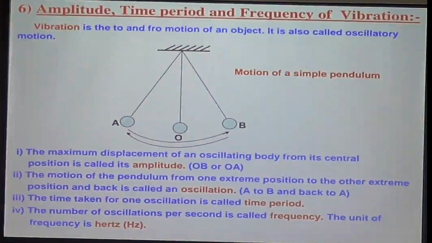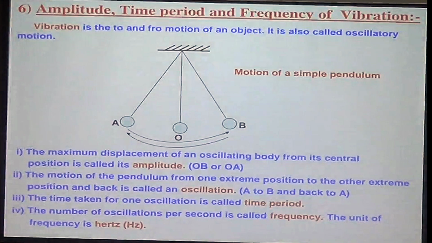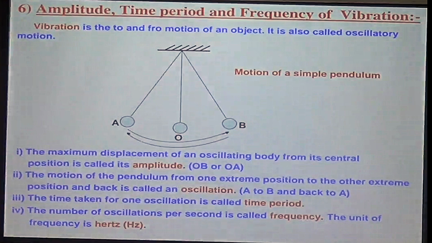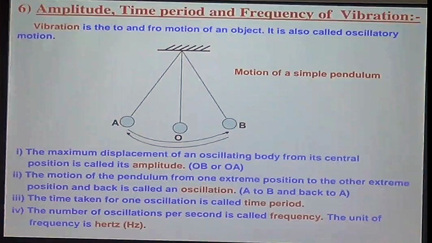The motion of the pendulum from one extreme position to another extreme position and back is called one oscillation. You can also start from the mean position. So if the pendulum goes from the mean position to one extreme, to the other extreme, and then comes back to the mean position again, it completes one oscillation. The time taken to complete one oscillation is called the time period. And the number of oscillations in 1 second is called its frequency, and the unit of frequency is hertz.